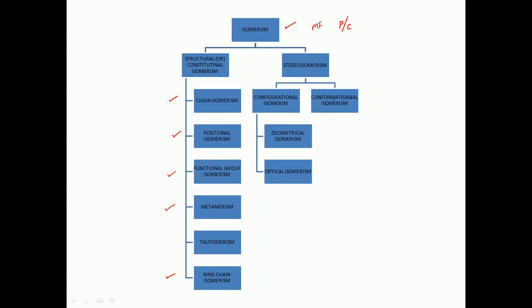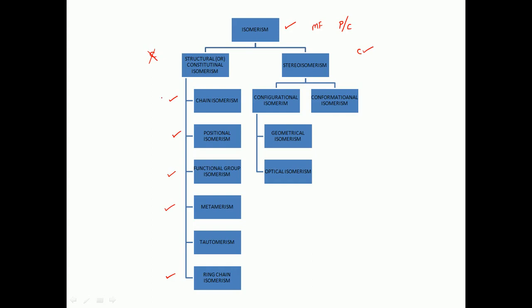Again, the isomers are classified into two types. One is the structural isomer, another one is the stereoisomer. So what about the structural isomers? Structural isomers also have the same molecular formula but they differ in the connectivity, whereas the stereoisomers have the same molecular formula and the same connectivity, but the arrangement of atoms in space is different.